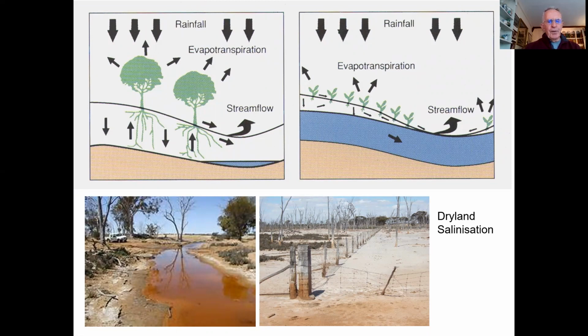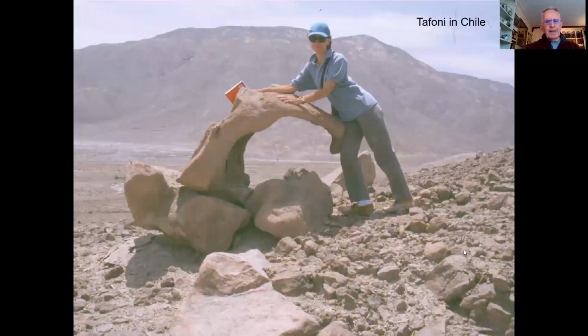When you cut down all that vegetation, you get more rainfall hitting the ground surface, less loss of water by transpiration. The groundwater level comes up, and it brings the groundwater up to the ground surface, where it can evaporate and become much more salty. So we have a process of what's called dry land salinization, and this is hugely problematic in Western Australia.